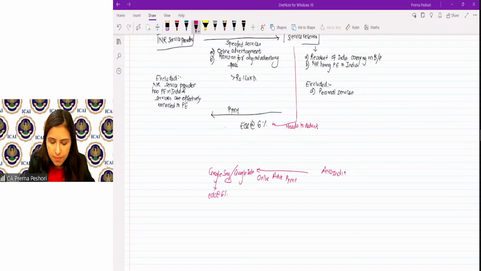Yes, students. Faster. Yes, students, faster, please. I'm not getting any answer. Will the equalization levy be applicable on the payment being made to Google India?